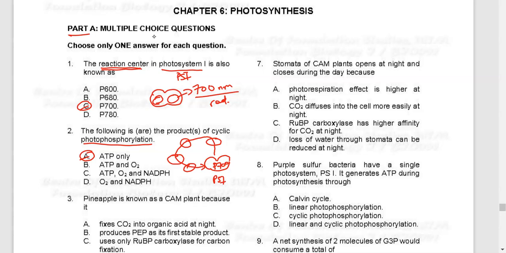In the passing of the electron from one carrier to another carrier, the electron will release energy. So this energy will be used during chemiosmosis to produce ATP molecules. The electron will release energy so that the energy can be used by the process of chemiosmosis to produce ATP molecules.